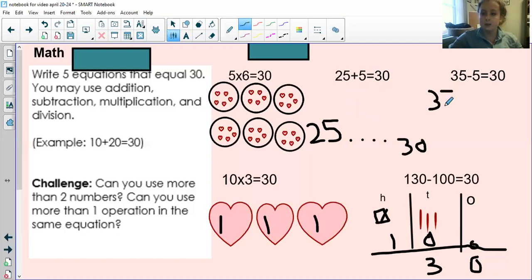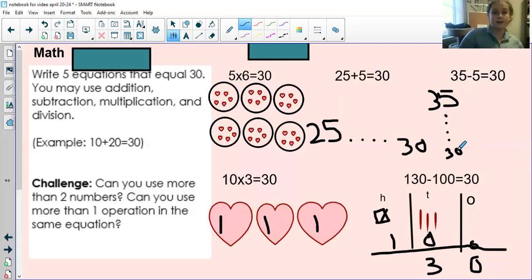And what you could do is take 5 away. So 34, 33, 32, 31, and 30. You could also do it on a number line. And when you make your number line, you just do hops backwards and you would get to 30.